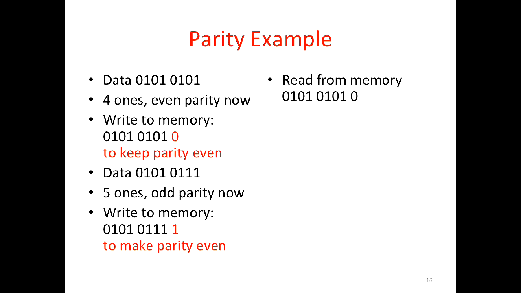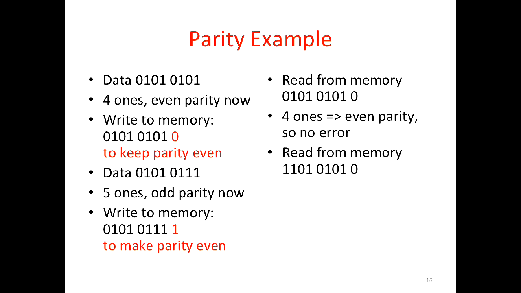If you read from memory and you get this back, you know this is correct. 4 ones, even parity, no error. If you read from memory, in this case, it's odd. Odd parity, you got 5 ones. So there is an error there, all right? So with parity, you just XOR all the bits together, and that gives you the result.